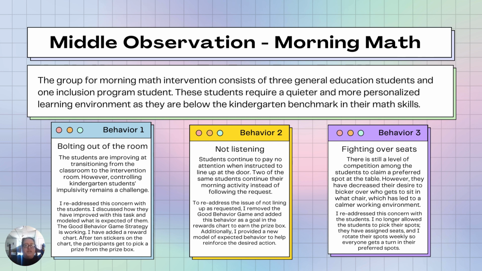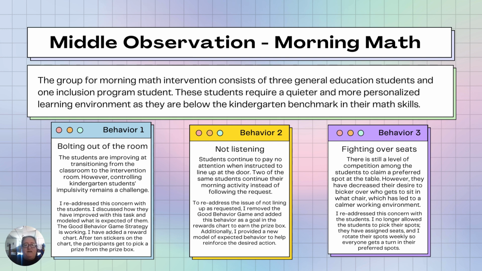Student behavior number 2, the not listening. Students continue to not pay attention when instructed to line up at the door. 2 of the students still are a little too focused on what they're doing at their desk. So we readdressed this. I removed the good behavior game from this because it wasn't quite working, and added their behavior to the strategy of the token board to reinforce the desired behavior.